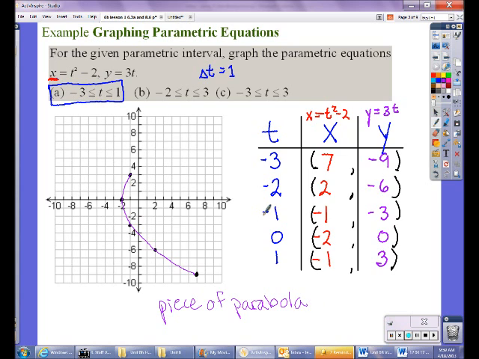Now I want you to try B and C, and see how that changes what the graph looks like when you just change your interval of your parameter, t. So pause the video and graph those two. Really, pause it. I'll wait. Oh, are you back? Oh, good. Let's see if you did that right.